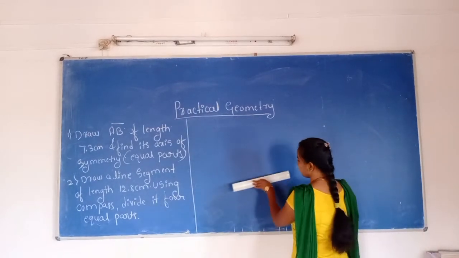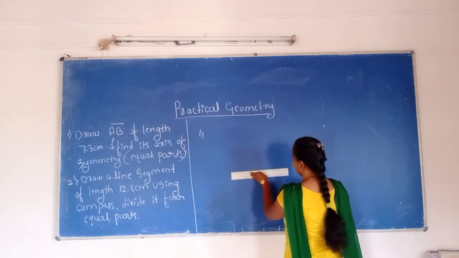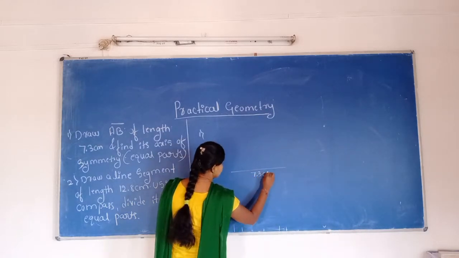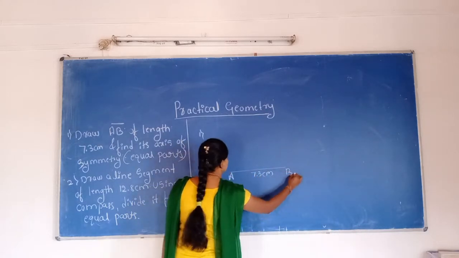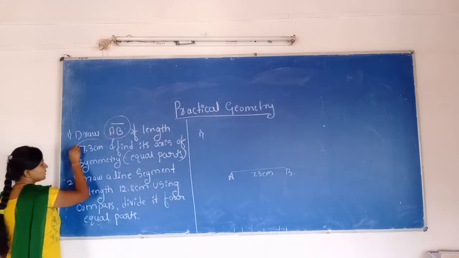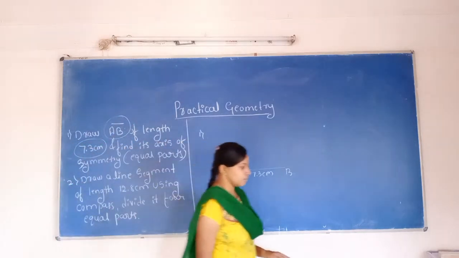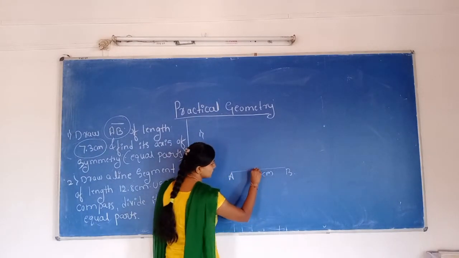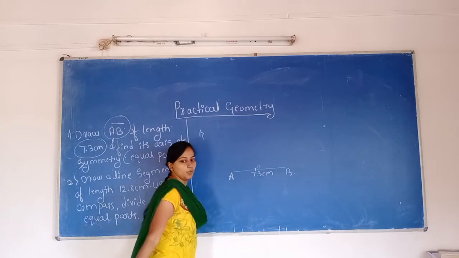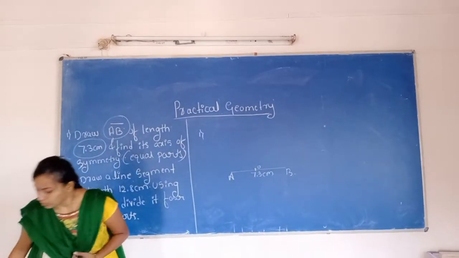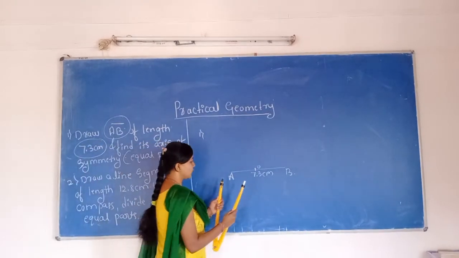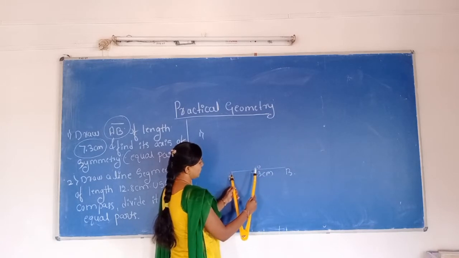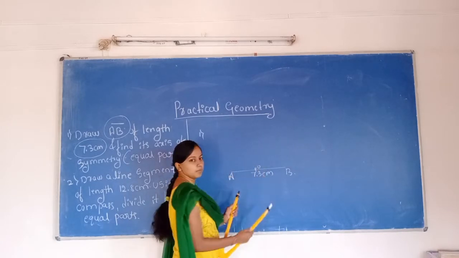So first of all, you have to draw the AB line segment. How much? 7.3 centimeters, and name it AB. Here the AB line segment is 7.3 centimeters. Afterwards, you have to mark the center point of this line segment and name it O. Now, using your compass, you have to take a measurement more than half of the line segment.